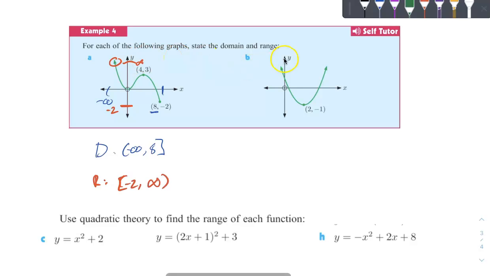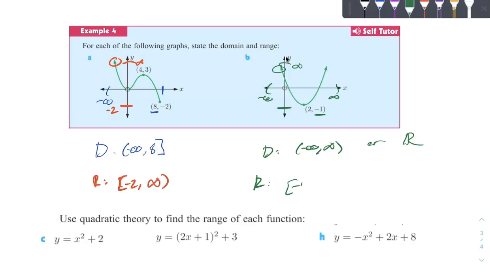Next one. Another parabola, we did this earlier, right? Negative infinity to positive infinity. So that's my domain, arrows on both sides. So you could write this, or a lot of times we like to write this. My range, the lowest I see is negative 1, and then the highest I see is an arrow. So negative 1 to infinity. So there we go.